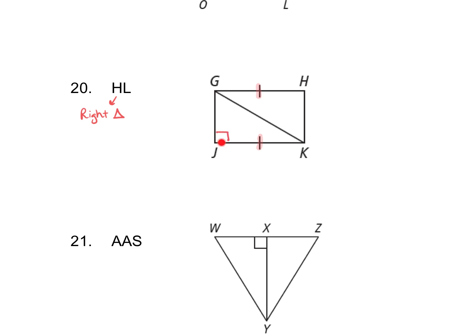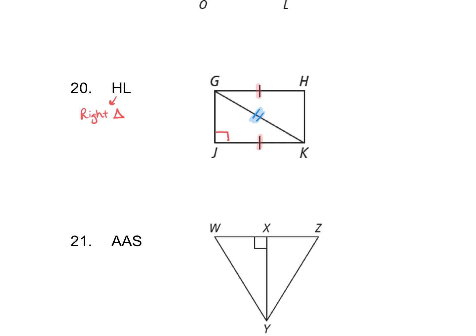If our right angle is here, then these two sides that are connected to your right angle, those are the legs. So right now we have a leg. The other thing we need to be congruent is the hypotenuse. The hypotenuse is going to be across from your right angle. So we would want GK from this triangle to be congruent to GK in this triangle. Well, here's one of those examples where GK is a shared side, so it actually is congruent to itself.